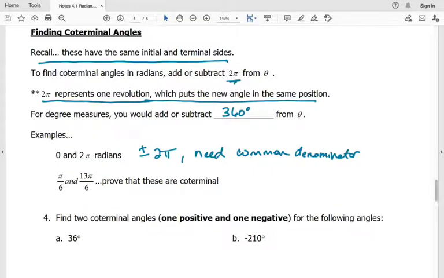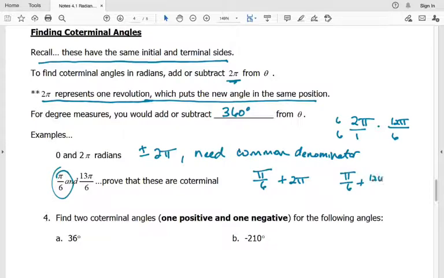For example, if you're going to find a coterminal angle with pi over 6, you start with pi over 6 and add 2 pi to it to get another coterminal angle. Those don't have a common denominator, so you need to make 2 pi have a denominator of 6. I multiply the top and bottom by 6, so that becomes 12 pi over 6. So you're really adding pi over 6 plus 12 pi over 6, which gives me 13 pi over 6.